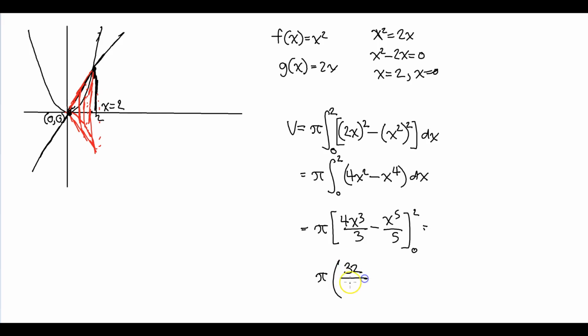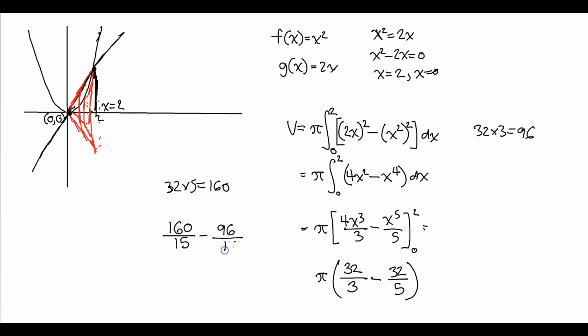Okay, this is a dumb error on my part. So 32 over 3 minus 32 over 5. If we were to actually subtract these fractions, let's do that. So 32 times 5 is 160, so 160 over 15 minus 32 times 3, 96, minus 96 over 15. And that gets us, let's just subtract real quick, 64. Okay, so we have 64 pi over 15.